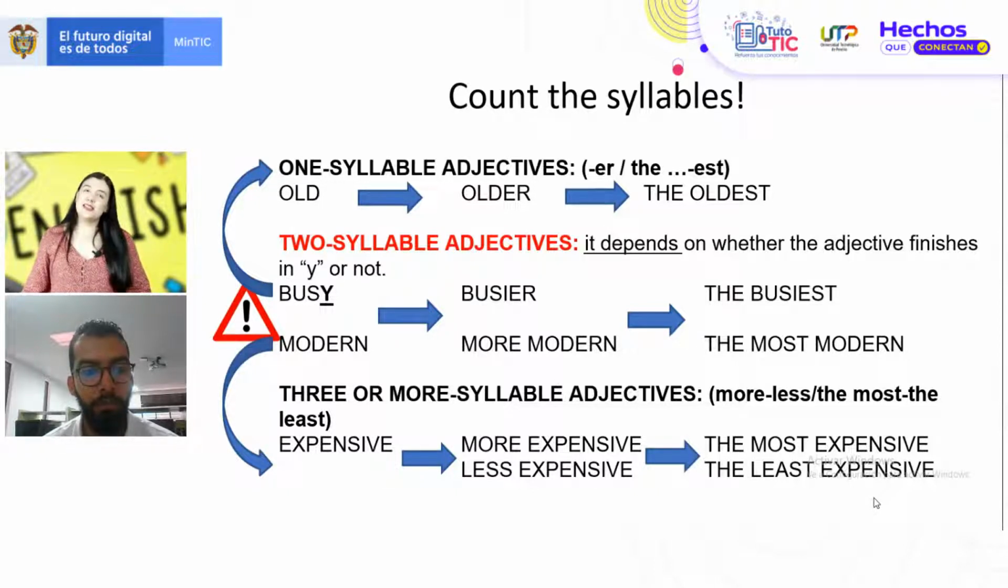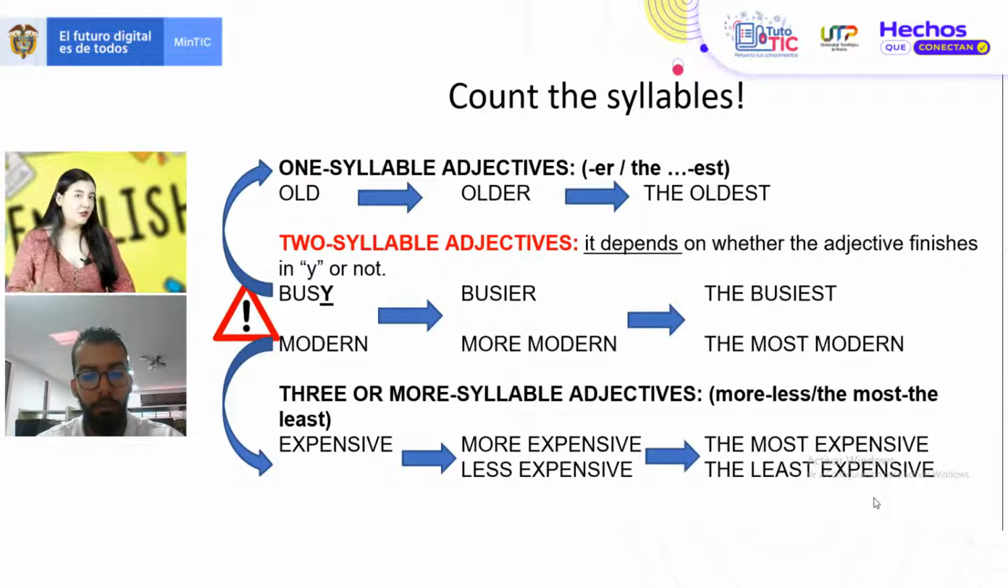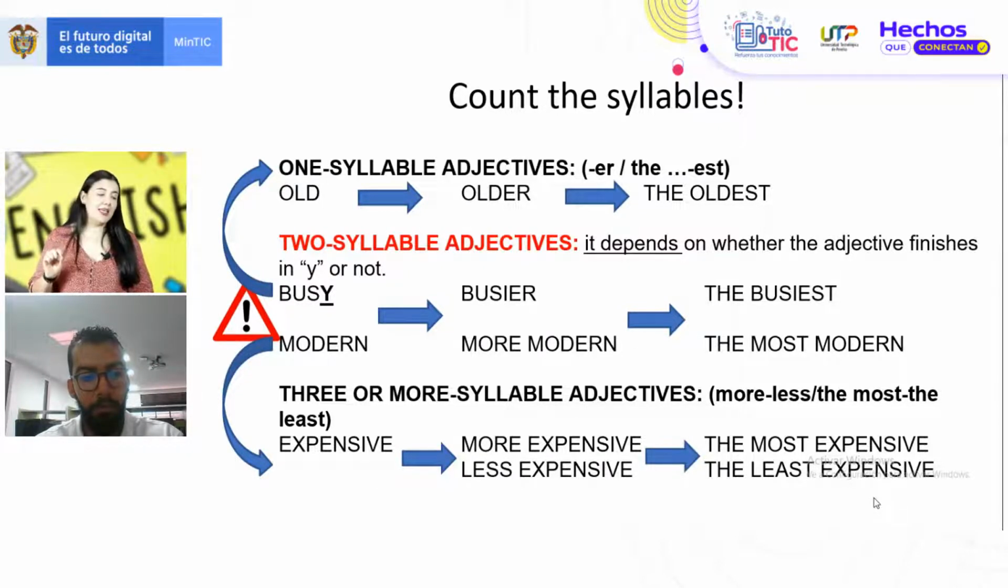La primera regla dice que si un adjetivo tiene una sílaba, o sea, un solo golpe, ¿sí? Por ejemplo, sol, ¿sí? Ese adjetivo entonces aplica la siguiente regla. Atención, one syllable adjective. So if we have one syllable adjective, we just add ER to the end.